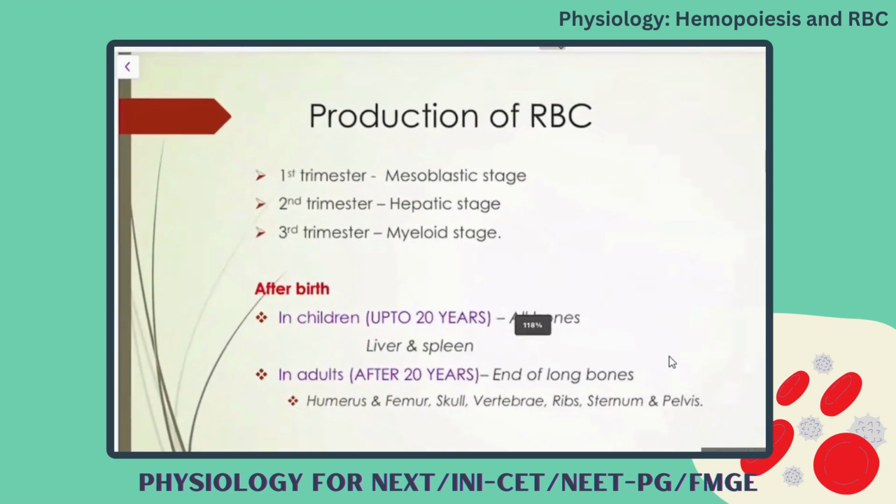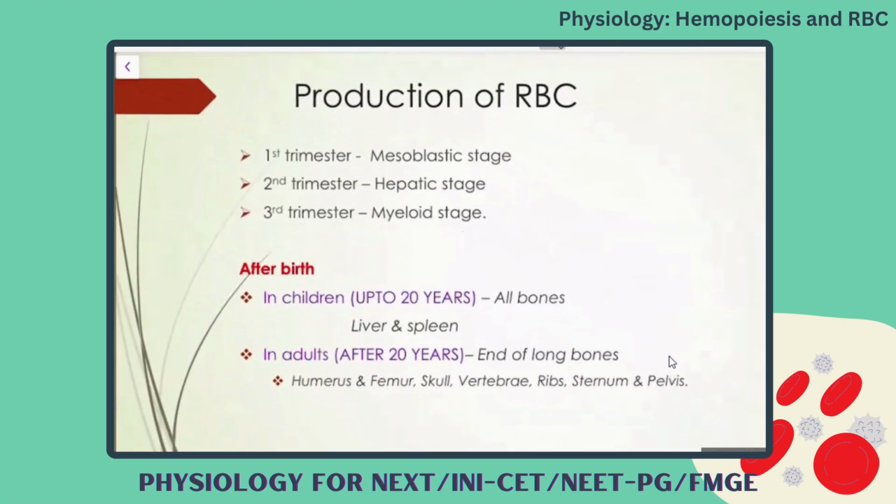Okay, so the production of RBC is also called erythropoiesis. Hemopoiesis is overall all the cellular elements of the blood. Generally, erythropoiesis is production of RBC. RBC's main role is oxygen and carbon dioxide exchange. So RBC has to be produced during the intrauterine life itself. During the first trimester of pregnancy, erythropoiesis is also happening in that period, which is called the mesoblastic stage.